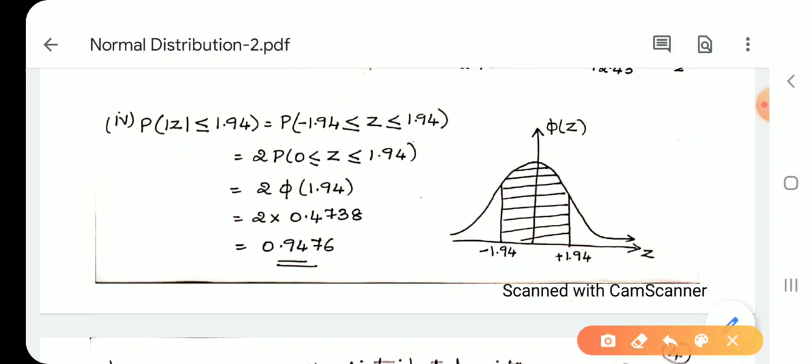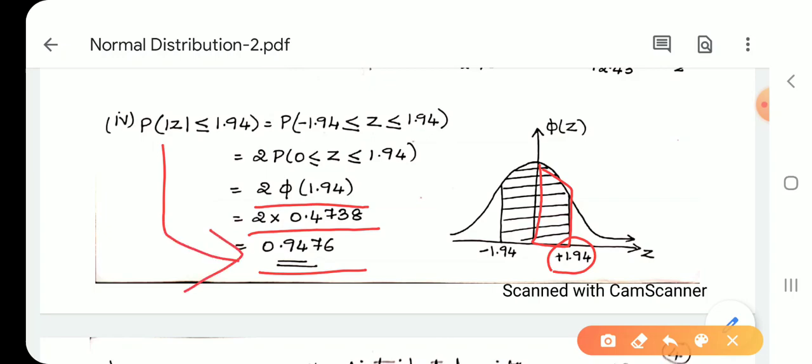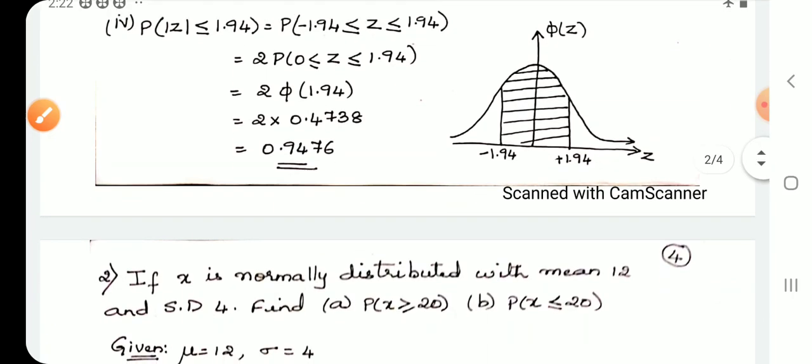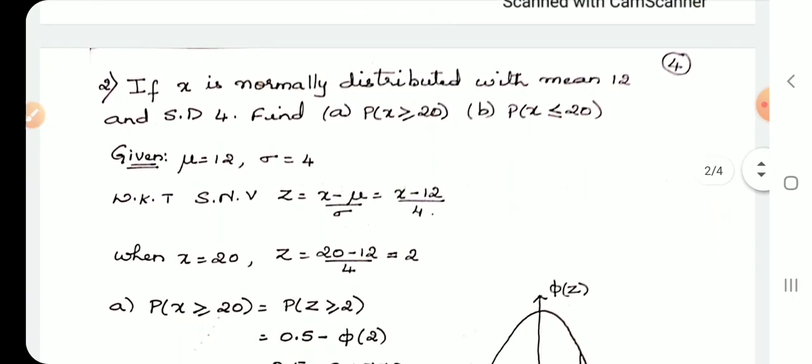That means we will get the entire portion if we find the area of this portion, that is phi of 1.94, and multiply it twice, that is 2 into phi of 1.94. Phi of 1.94 is 0.4738 into 2, which is 0.9476. So this is how we use the bell curve and the normal probability table to find the answer. Let us move on to the next one.